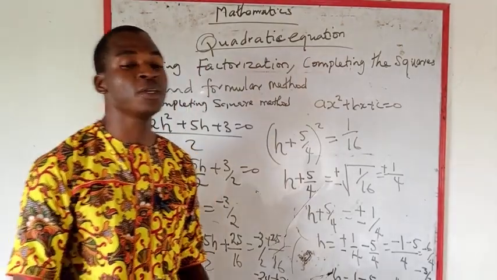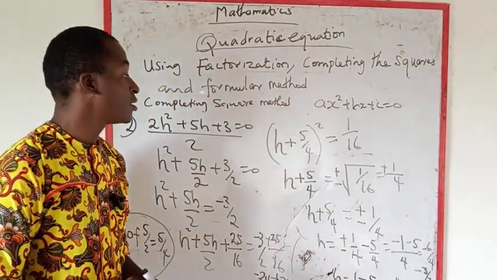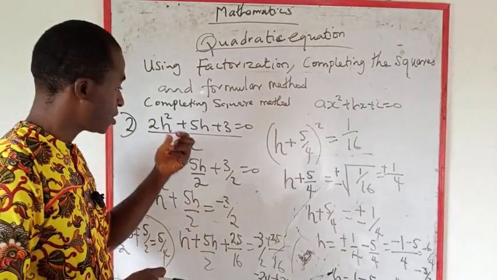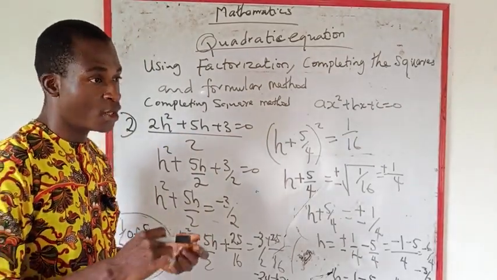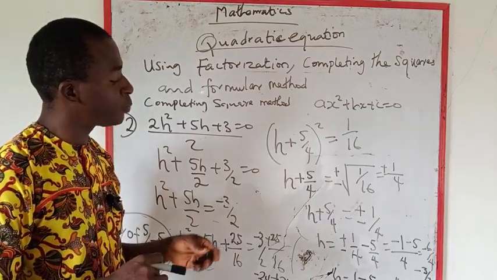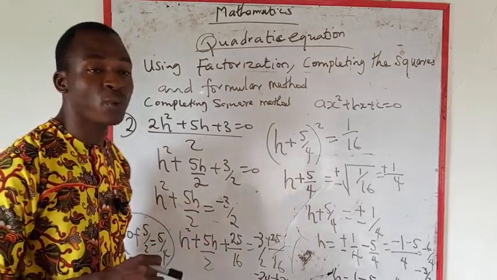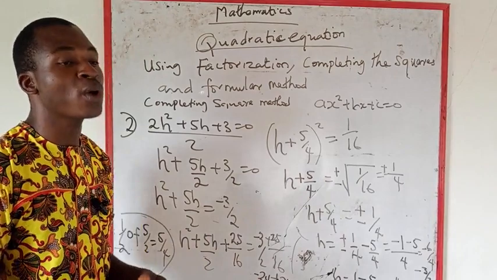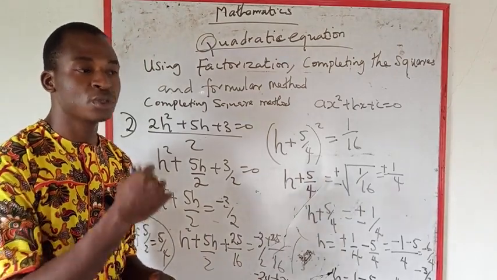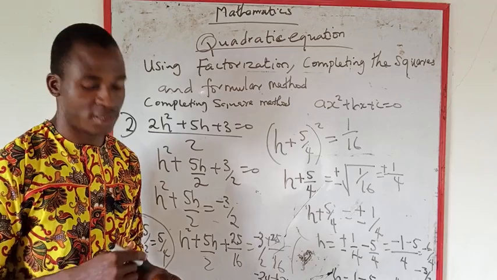If you check all the methods we have used, we used the factorization method on this same question and got the same answer. We used the completing the square method on this same question, we have gotten the same answer. We are going to use the formula method now to see whether we can still get the same answer.